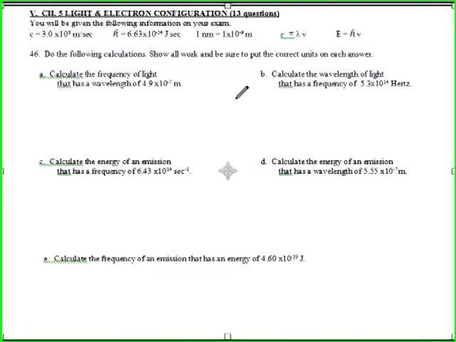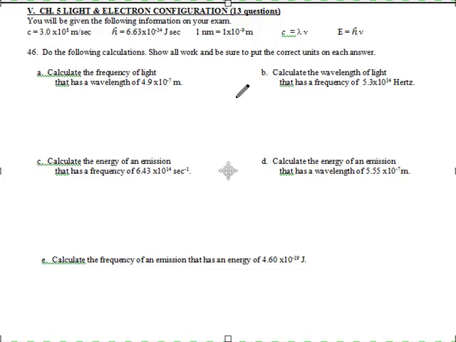Alright, part 5, chapter 5, light and electron configuration. The first part of this was spent going over light, calculation, speed of light, using Planck's constant, and figuring out energy, frequency, and wavelength. So let's work on these calculations first.